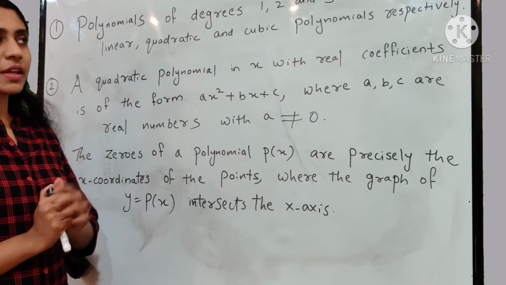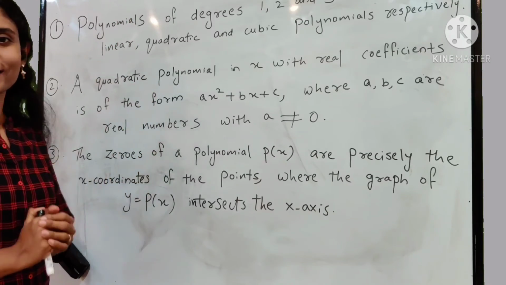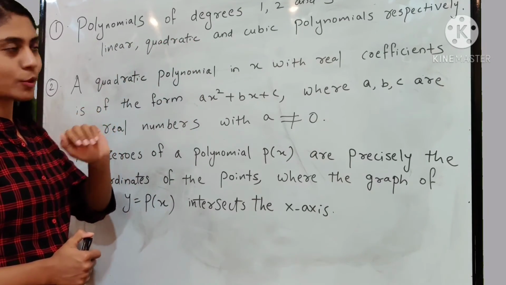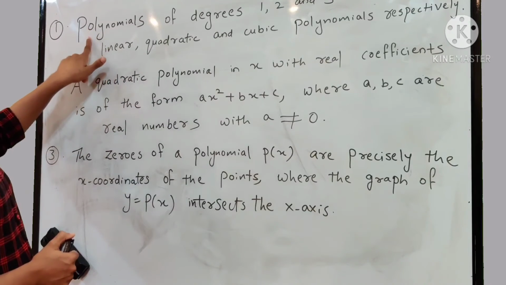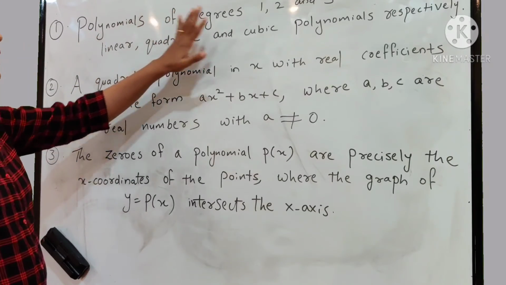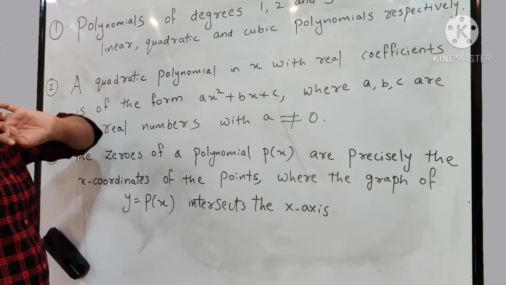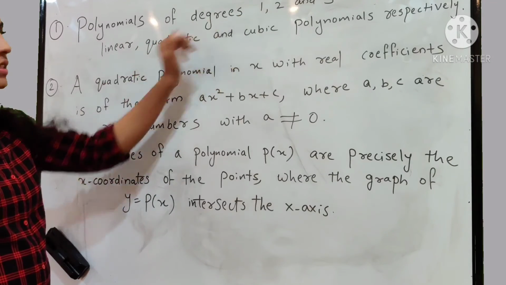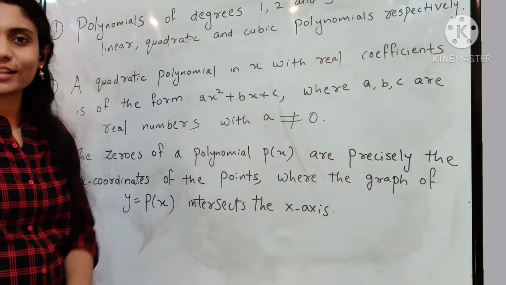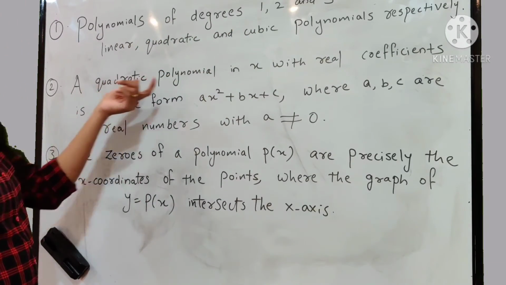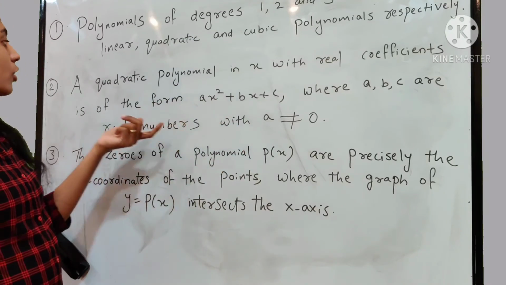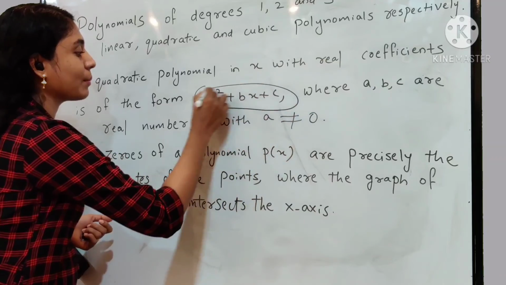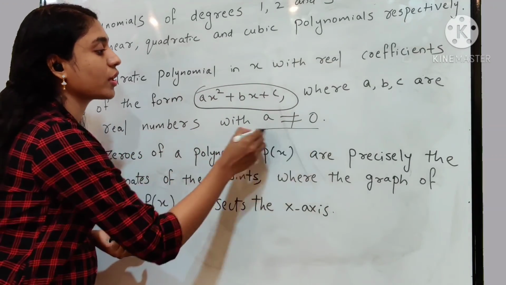Okay. So now friends, we can look into the summary of what all we studied in this chapter. These are the points which are given at the end of this chapter in our textbook. So going to those points. First point we have studied, polynomials of degrees 1, 2 and 3 are called linear polynomial, quadratic polynomial and cubic polynomials respectively. Degree 1 it is called a linear, 2 it is called a quadratic and 3 it is called cubic polynomial. Then a quadratic polynomial in x with real coefficients is of the form ax square plus bx plus c, where a, b, c are real numbers with a is not equal to 0.